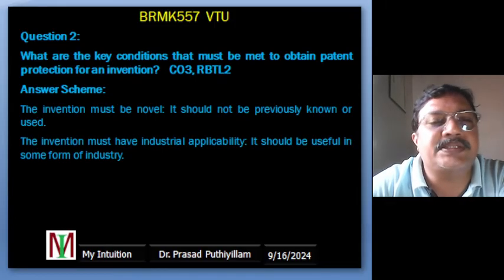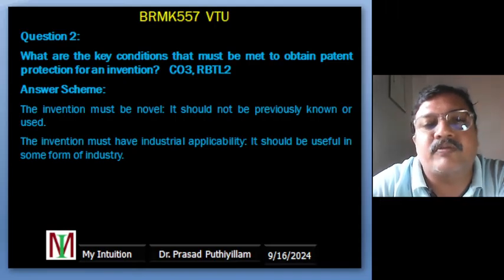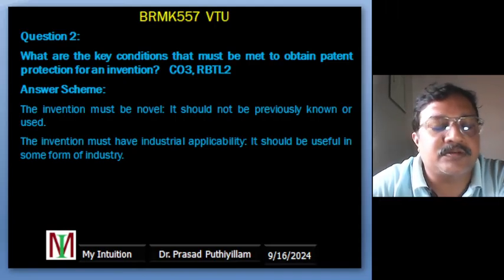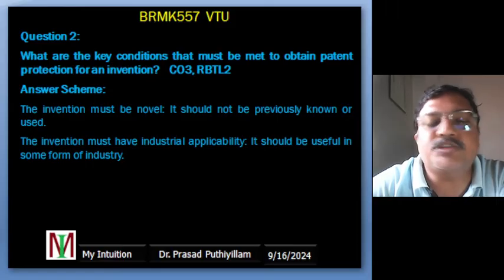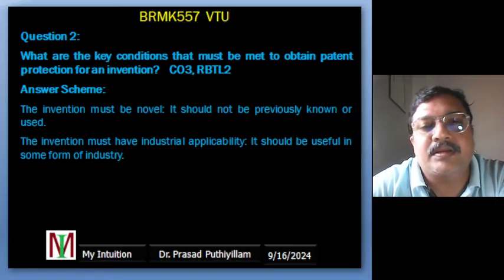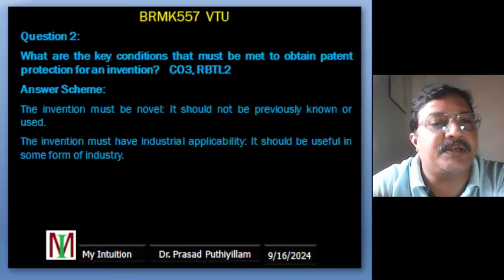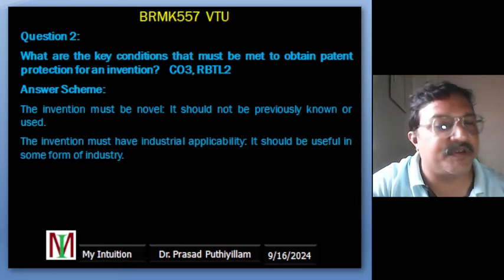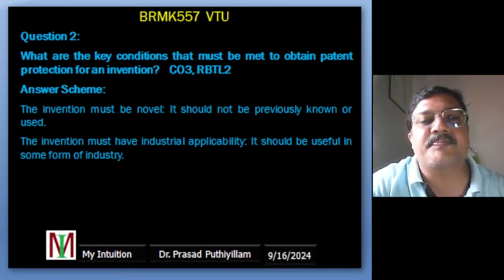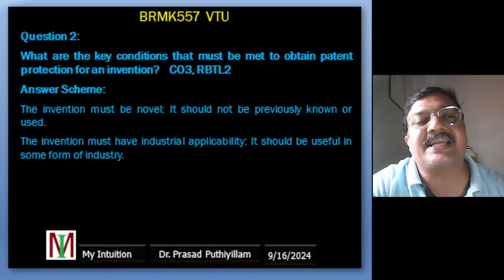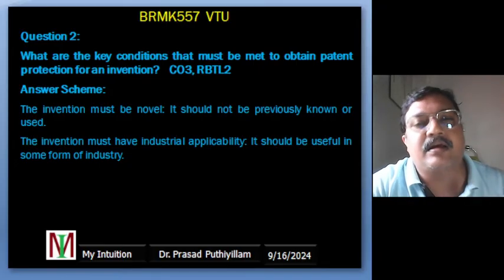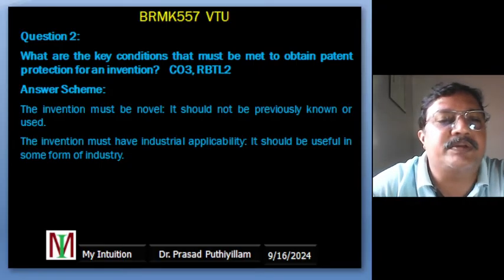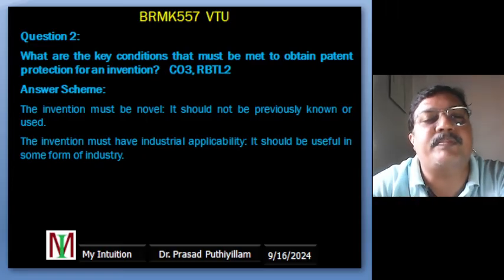Second, the invention must have industrial application. It should be useful in some form of industry. The invention should not be just an idea or a theory. It should be something that people can use in real life, especially in business or factories. It must have a practical purpose and help to solve a problem or make something better.